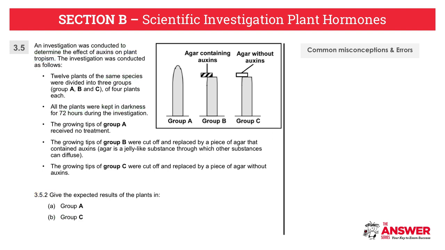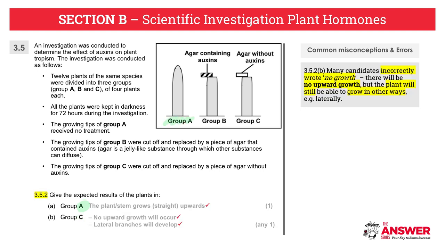Question 3.5.2: give the expected result of the plants in Group A and Group C. So in Group A, we have a plant stem that has had no changes to it whatsoever. You don't expect anything out of the ordinary to happen here. As this whole plant is in the darkness, the auxins that are present in its growth tip, the growth tip is still there, cannot respond to light at all. So it's just going to grow straight upwards.